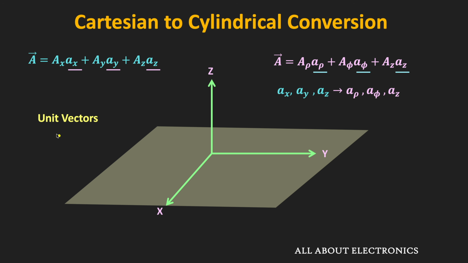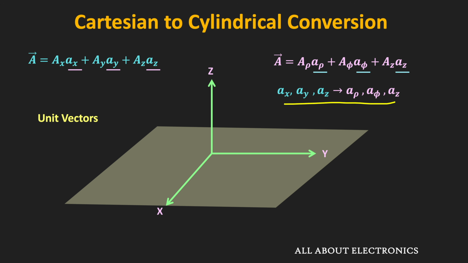Once we get that relation, then we will replace these unit vectors by that newly found expression, and with the help of it, we can find the relationship between the components ax, ay, az and the a rho, a phi and the az. So as a first step, let us see the unit vector conversion, and let us see how to convert the unit vectors from the Cartesian coordinates to the cylindrical coordinates.